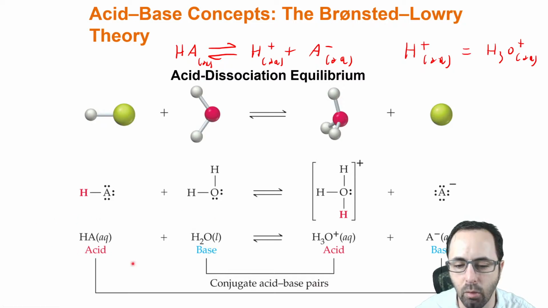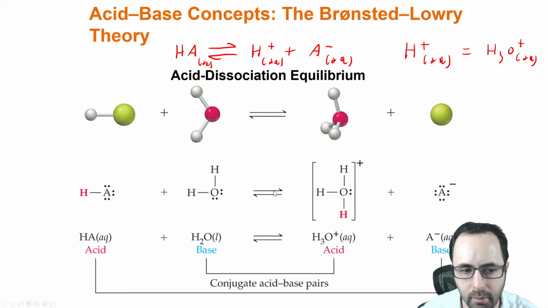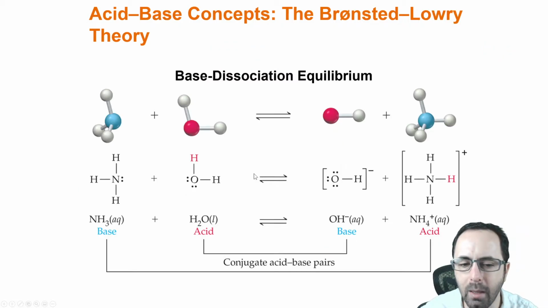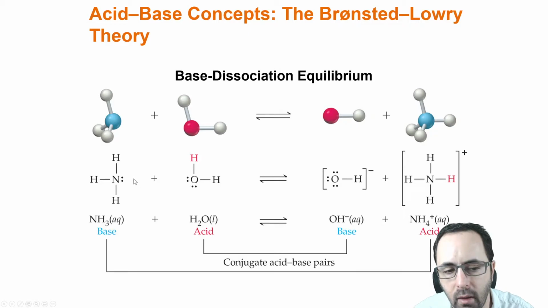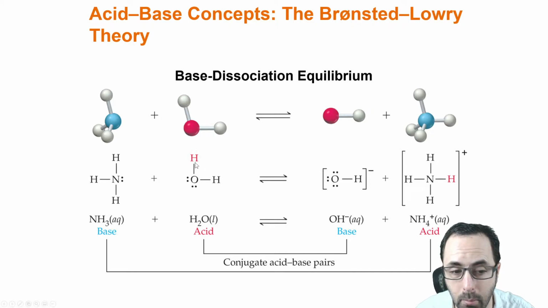Your book tends towards this second way. I really like this first way because I just think it's easier to write. Both ways are correct. But for weak bases, there are not two ways that you're allowed to write it. There is only one way, because the weak base is accepting a proton, and that proton has to come from somewhere. So you have to write the water to show where the proton's coming from.